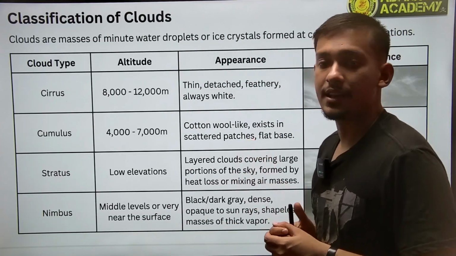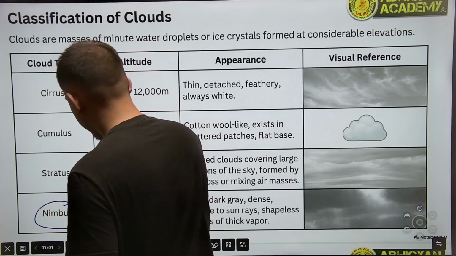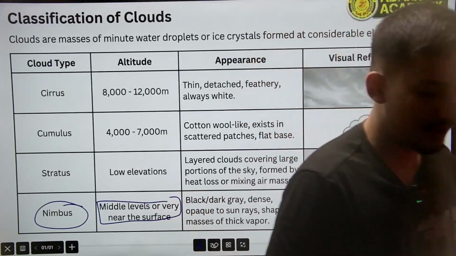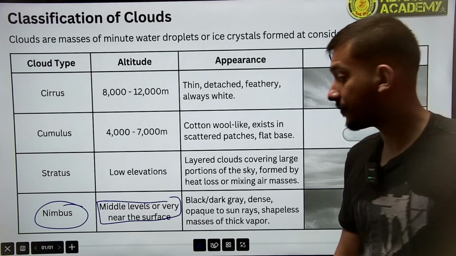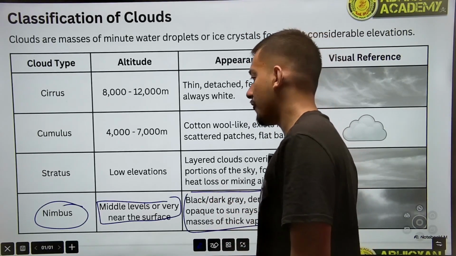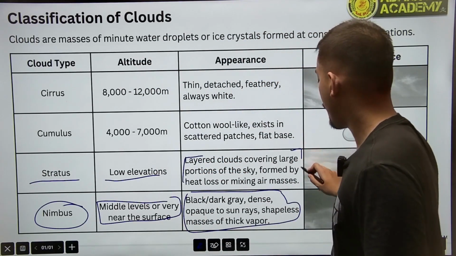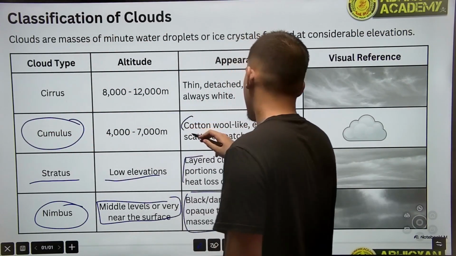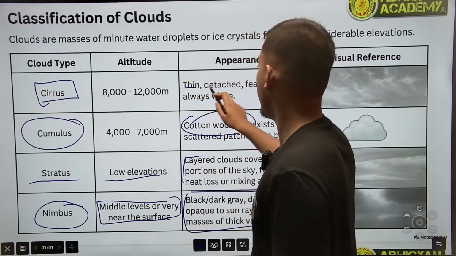So this is your different types of clouds, right? Firstly, we have nimbus. It is in the mid levels or very near the surface. It is black, dark, gray, and shapeless. Then we have stratus, or low elevation. These are layered clouds covering large portions of the sky. Finally, we have cumulus. As I said before, they are cotton wool-like. Finally, we have cirrus. It is thin, detached, feathery.